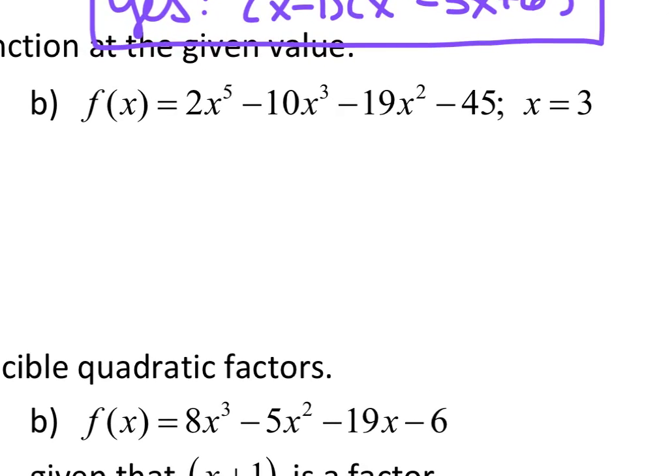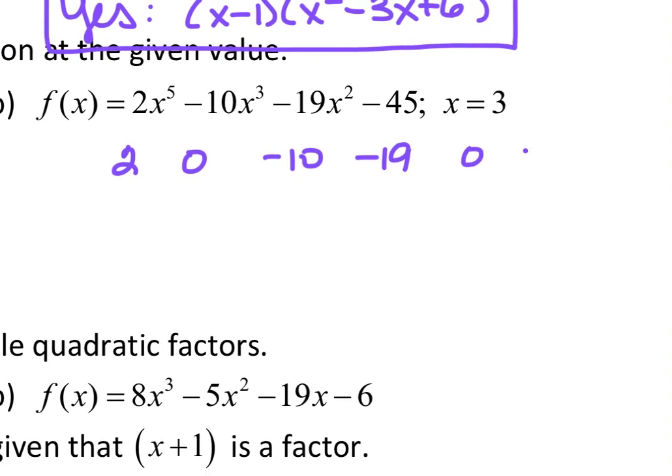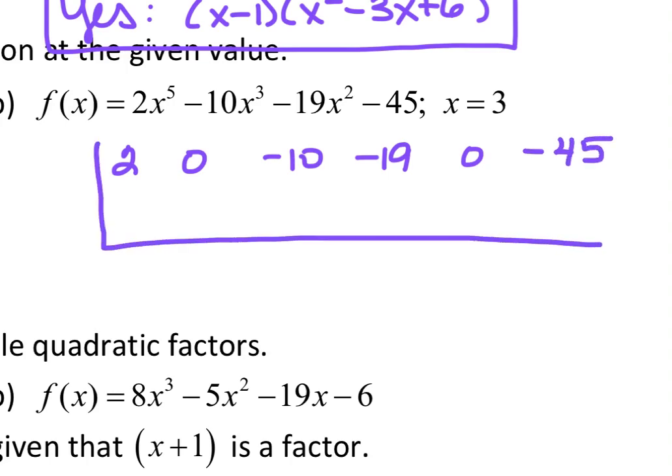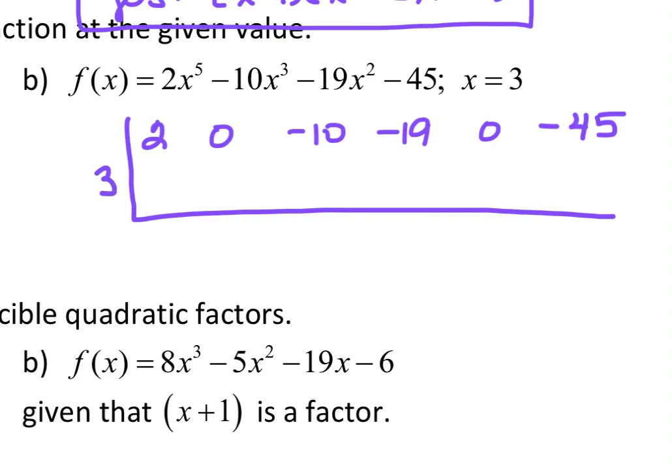So, another synthetic substitution problem here. It's a little bigger, and you're missing a couple of terms. X to the 5th, x to the 4th, you'll have a 0. X to the 3rd, x to the 2nd, and x to the 1st, you'll also have a 0. So your coefficients are 2, 0, negative 10, negative 19, 0, and negative 45. And I'm dividing by 3.